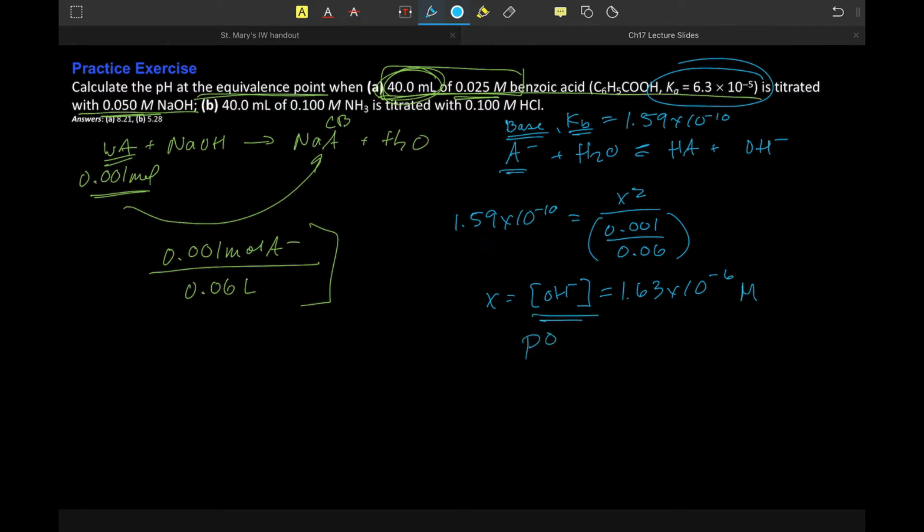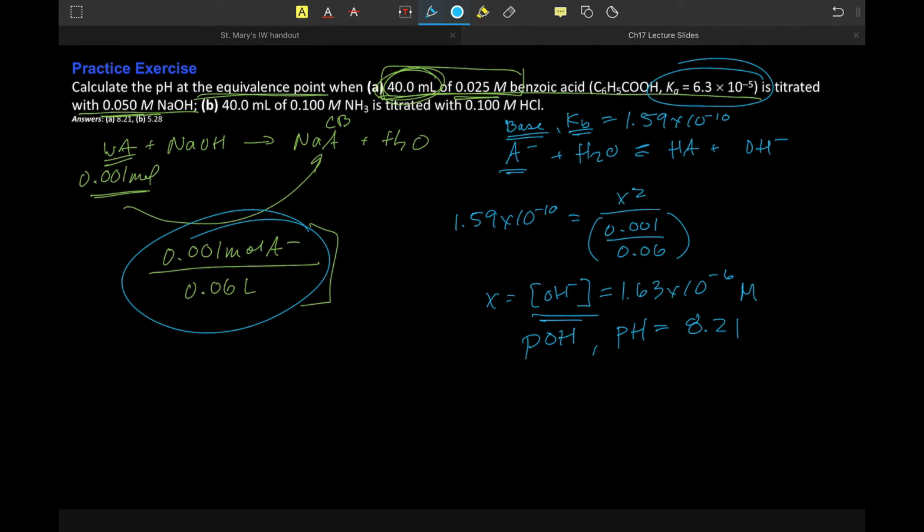And so then I would have to get my pOH and then figure out my pH, which would be 8.21. Yes, does that make sense, right? And we would double check that it makes sense because we have a weak acid. We should have a basic pH, which reflects the fact that all of my weak acid has now been converted to its conjugate base counterpart. Yes? All right, and then we've got another one.